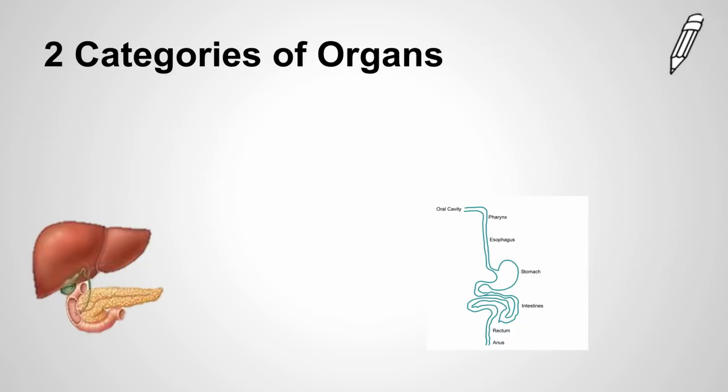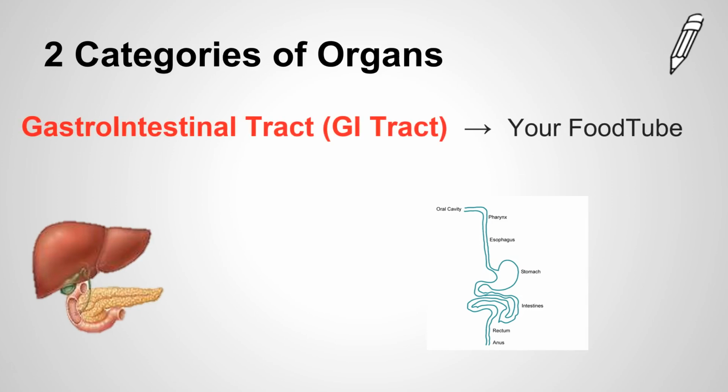When we look at the organs, there's two categories of organs. First, we have the gastrointestinal tract, or the GI tract. And again, that's the food tube. That's that tube that starts from the top and ends at the bottom. Okay, it's this right here. All the way down the esophagus, to the stomach, to the small intestine, large intestine, and then right out. Okay, so that's the GI tract.